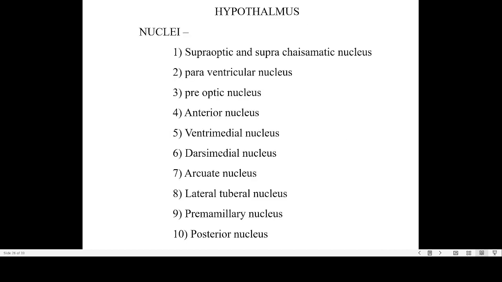So there are nuclei in the hypothalamus. Mainly the supraoptic and suprachiasmatic nucleus, paraventricular nucleus, preoptic nucleus, anterior nucleus, ventromedial nucleus, dorsomedial nucleus, arcuate nucleus, lateral tuberal nucleus, premammillary nucleus, and posterior nucleus. These are the nuclei present in the hypothalamus.